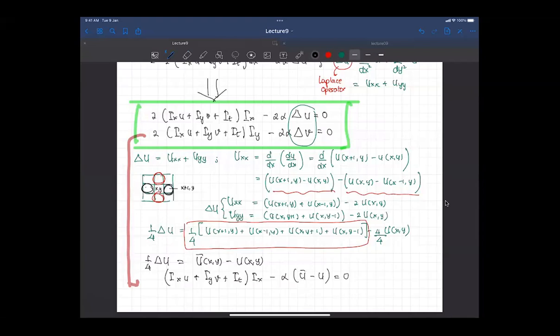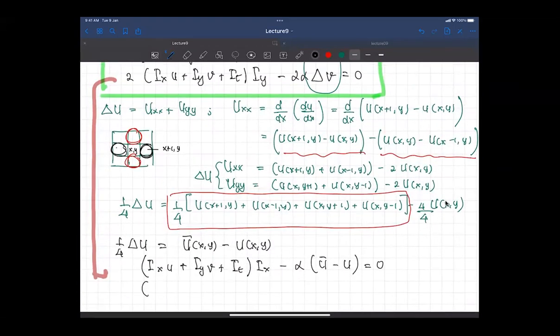4 is gone. Why 4 is gone? Because I multiplied that with alpha. So alpha here is 4 multiplied by alpha. Alpha is a constant value anyway. Right? You can put alpha prime, and alpha prime is literally 4 multiplied by alpha. Okay, so I also have a second equation, Ix v plus It Iy, alpha average v equal to 0.